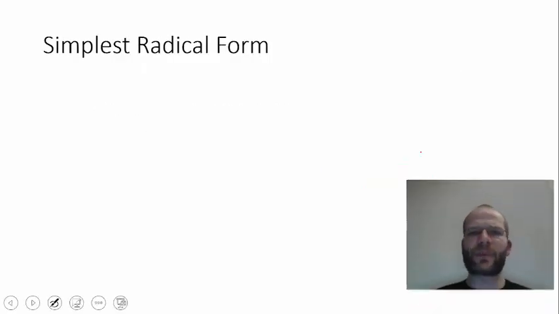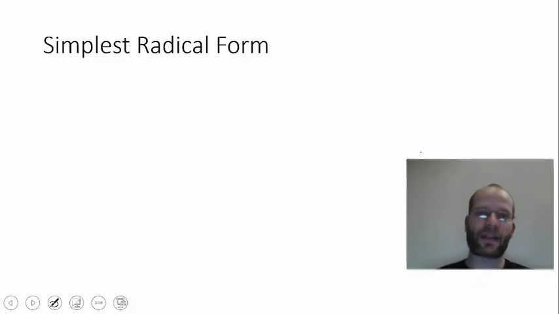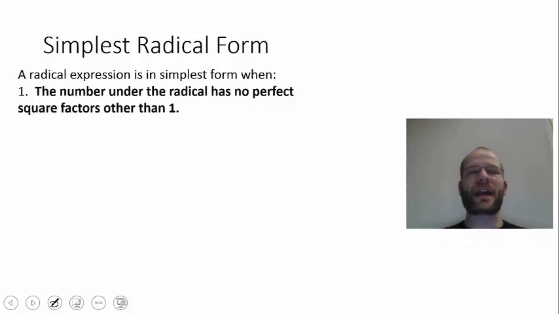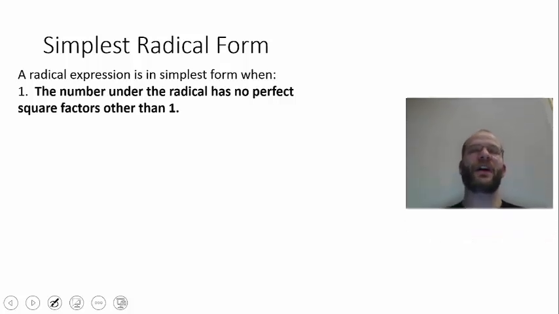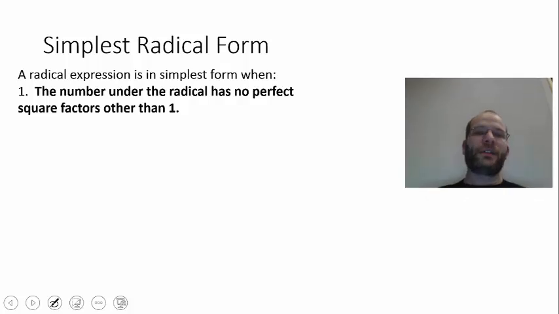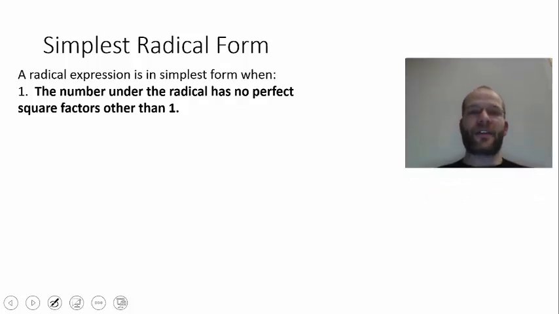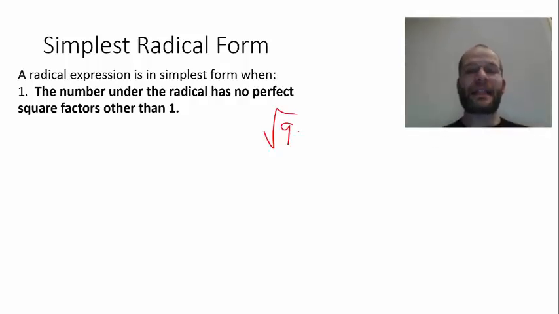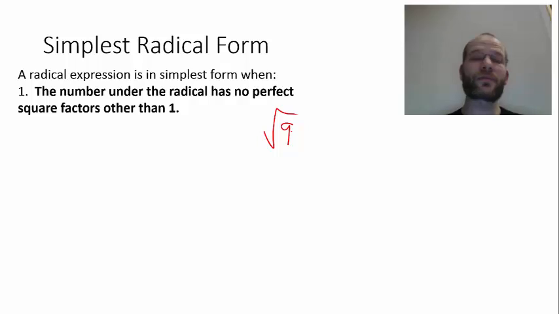How do we get a radical expression into simplest radical form? There are 3 rules we need to keep in mind. First rule says that the number under the radical has no perfect square factors other than 1. There are lots of numbers we can look at and say, hey, there are perfect square factors in there. For instance, if we have the square root of 9, 9 is a perfect square. So the square root of 9 is not in simplest radical form. Because that perfect square exists as a factor in the radicand, we need to get it out of there. In other words, we need to rewrite this as simply 3.